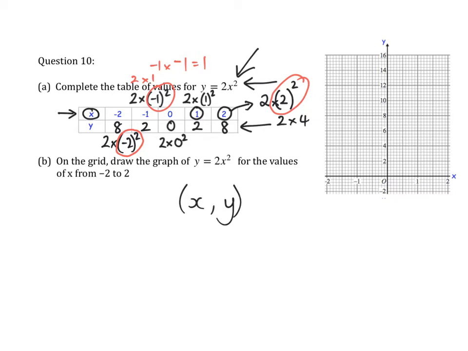So starting with this first coordinate, I've got negative 2, 8. Then I've got negative 1, 2, 0, 0, 1, 2, 2, 8. Now, when you get to this bit, it's important that you join these up with a nice smooth curve. Now, I just had to move my iPad because I have to do it kind of sideways. I always have my book sideways to do that.